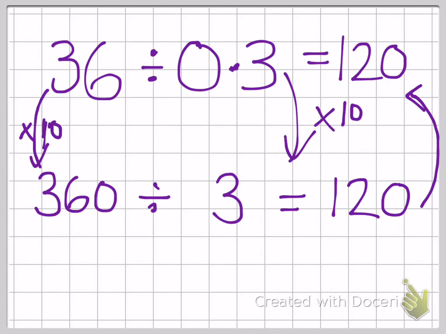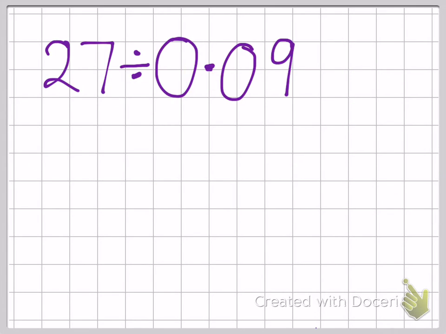A nice way to do it. The reasoning is if you make something 10 times bigger and you divide it by a number which is 10 times bigger, it will go into it the same number of times. Let's try this one, a little bit more challenging.